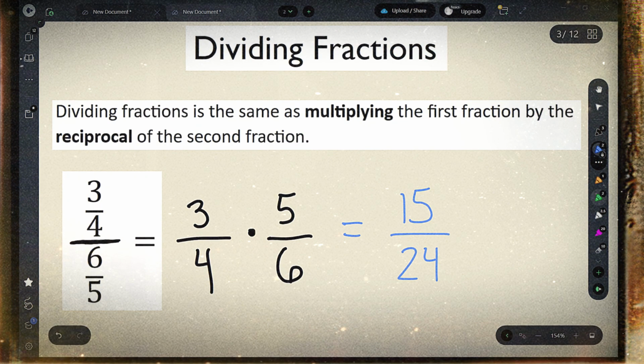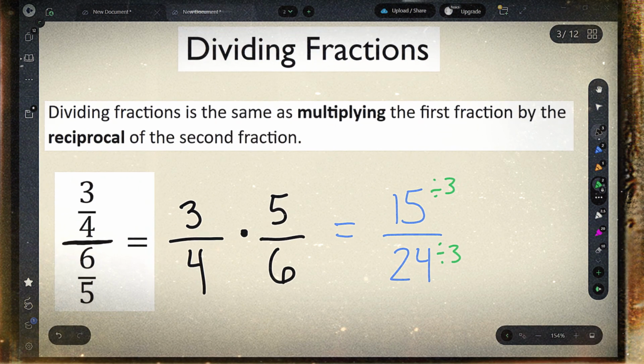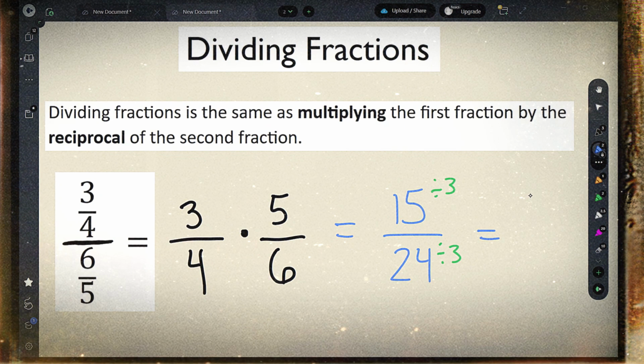Before we make it our final answer, let's check and see if we can simplify. And here we can, right? We're going to look for a common factor between the top and bottom. Both 15 and 24 are divisible by 3. So I'm going to divide by 3 on the top and the bottom. 15 divided by 3 is a 5. 24 divided by 3 is an 8. And here's our final answer, 5 over 8.